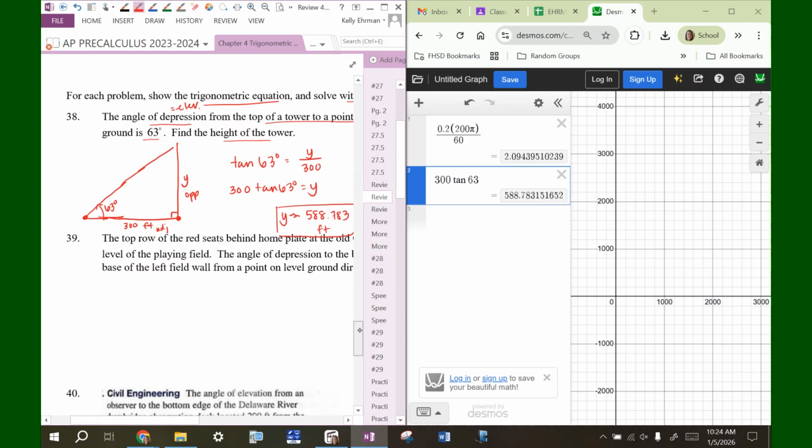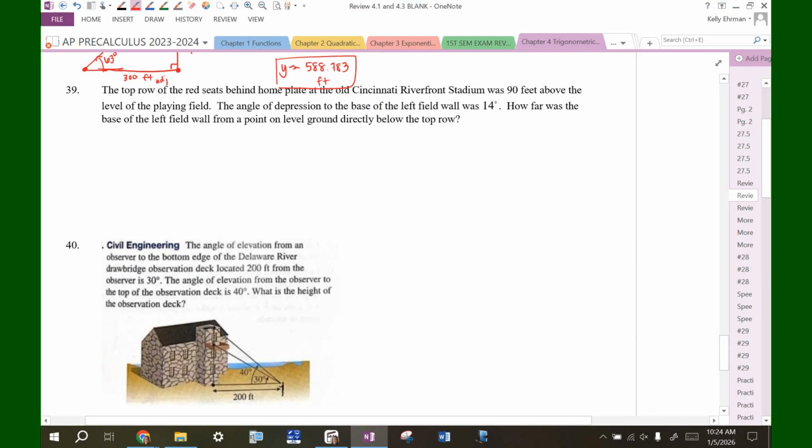All right, for the next one. The top row of the red seats behind home plate at the old Cincinnati Riverfront Stadium was 90 feet above the level of the playing field. The angle of depression, also elevation, to the base of the left field wall was 14 degrees. How far was the base of the left field wall from a point on level ground directly below the top row? Give yourself a right triangle.